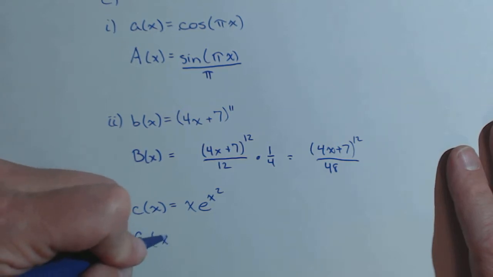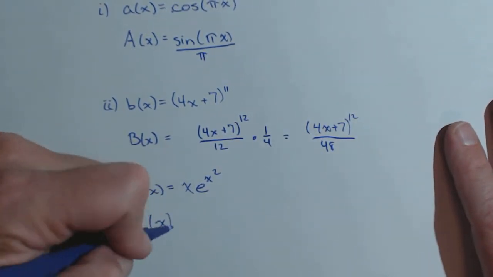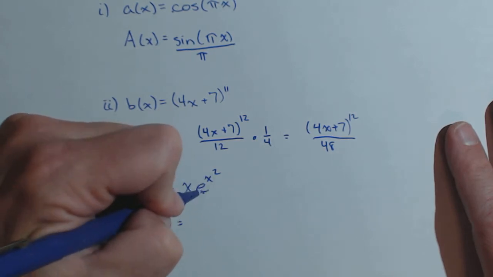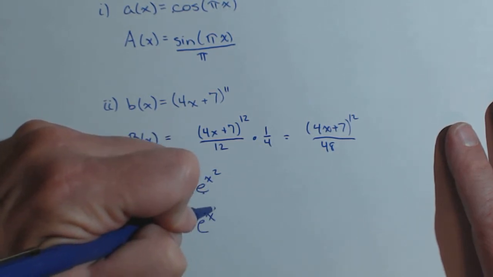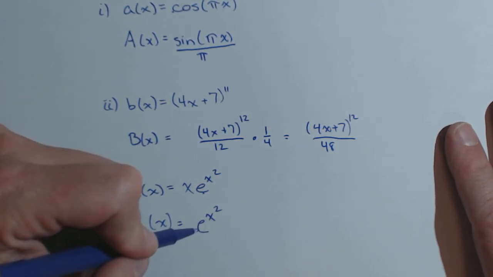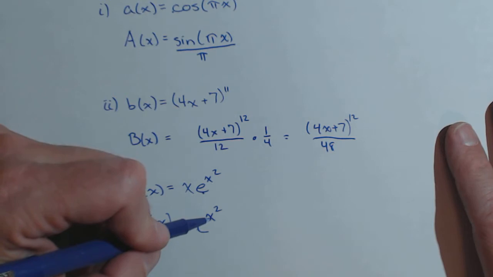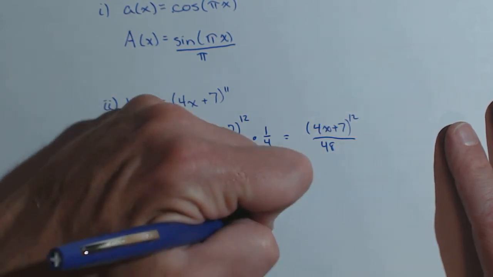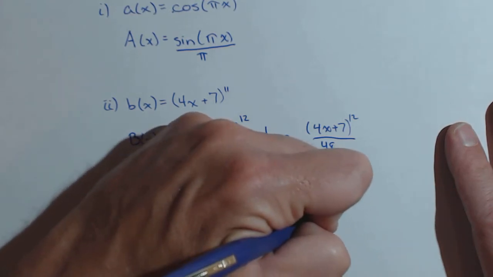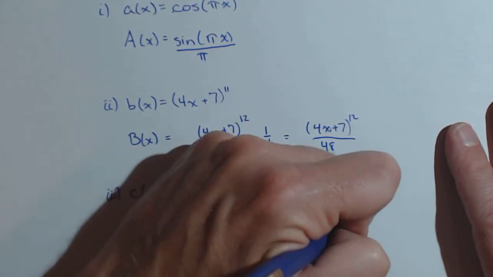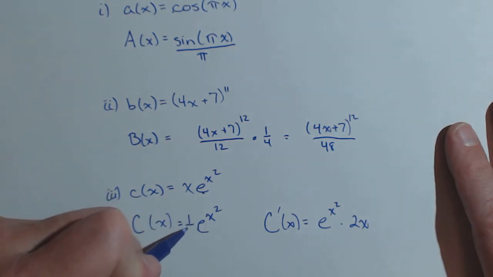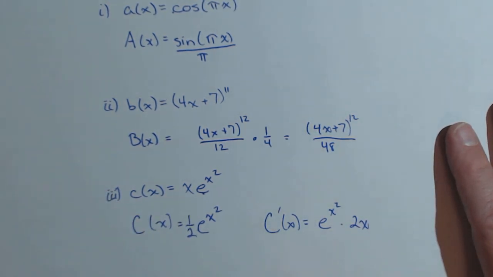Lastly, capital C of x. Well, you can kind of work this one as, well, what if it had an e to the x squared in it? I know it has to have that in it. And now if I was doing the derivative here, if I were looking at capital C prime of x, it would be e to the x squared times the derivative of the exponent, so times 2x. Well, that's just 1/2 too much, so I'm going to multiply that by a half.